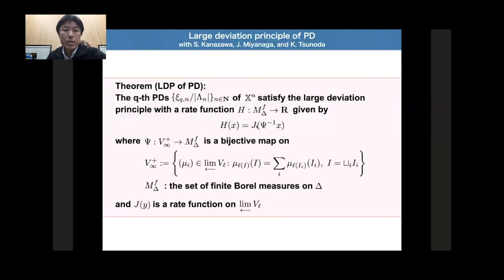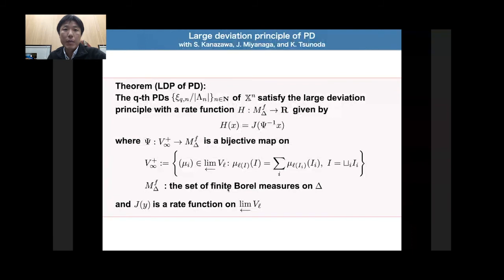And here, this psi is a bijection between a projective limit space of rectangular measures and the set of finite Borel measures. And then J is a rate function on this projective limit space. Well, first, as this formulation implies, this main result is obtained in such a way that first we prove the large deviation principle for this projective limit space, and then transfer the result to our space of interest M. So this is the strategy.